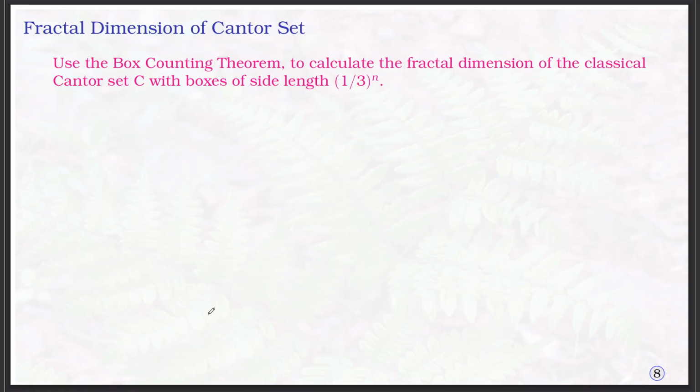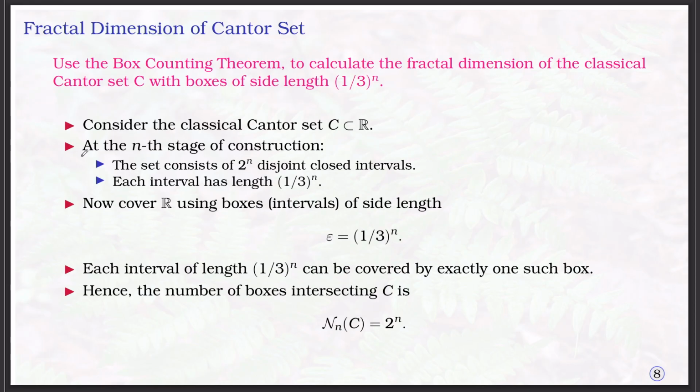Now let us find the fractal dimension of a Cantor set by using the same box counting theorem. Consider the classical Cantor set C. Previously, the Koch curve as well as the Sierpinski triangle were both embedded in R power 2, whereas the Cantor set is embedded in R. We know that the box counting dimension of R is 1. Now we need to find the box counting dimension of the Cantor set.